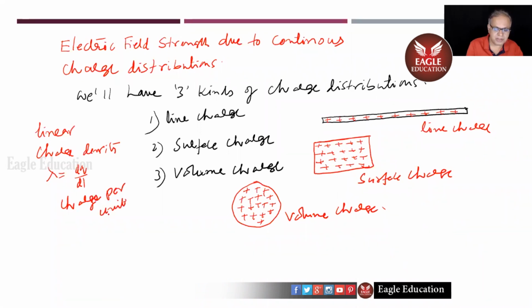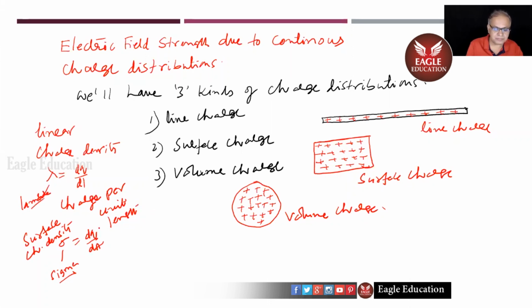Charge per unit length is lambda. Sigma is surface charge density, which is dq by dA. This is called surface charge density. Then you also have volume charge density, that's called rho. This is sigma. This is lambda.